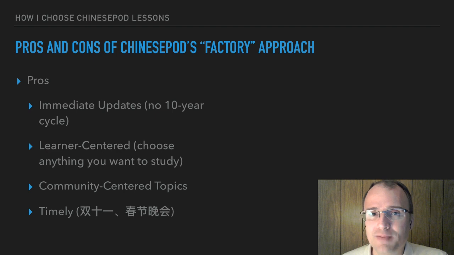Next, very timely. So if Shuangshi is coming up in October, you can prepare a lesson on Shuangshi that's coming up on November the 11th. And everything in China changes so quickly. What's the big deal about Shuangshi this year? Well, this past year, it's just become incredible. This one day last year is the world record for commercial transactions on planet Earth. Did you even know that? Have you been talking with your Chinese friends about it?